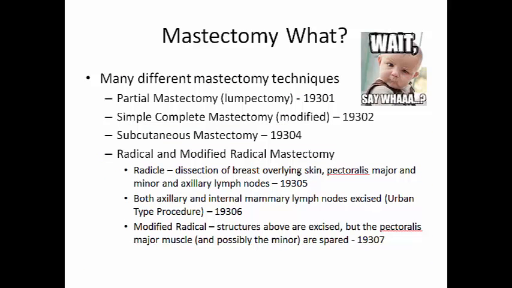Mastectomy, there are so many different mastectomy techniques. The term mastectomy is very broad, and it includes therapeutic excision of breast tissue, and the coder must be able to determine both the extent of the excision and which reconstructive techniques were provided to assign a mastectomy code appropriately.